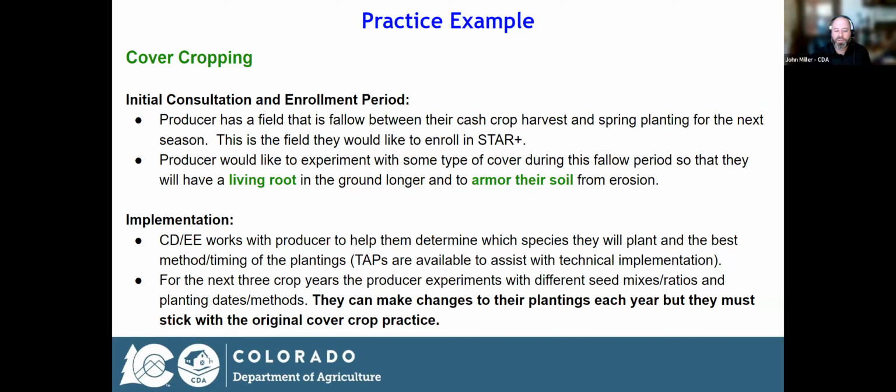For the next 3 crop years, the producer will experiment with these different seed mixes, ratios, planting dates, and methods of planting. They can make changes to their plantings each year, but they must stick with the original cover crop practice. So again, during the enrollment, when they're choosing their 1 or more practices, they need to be committing to those practices for 3 years. And they can tweak those practices, because what we want them to do is experiment here and find the best way to implement these practices on their farm or ranch. But they do need to stick with the original practice, even though they make those tweaks.